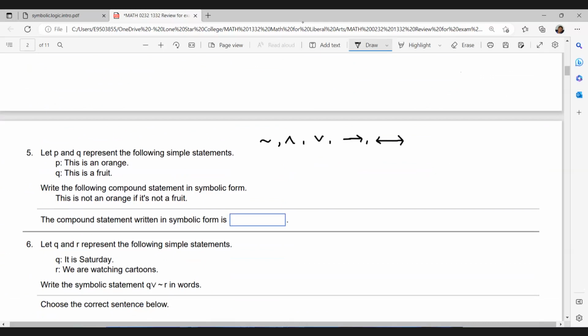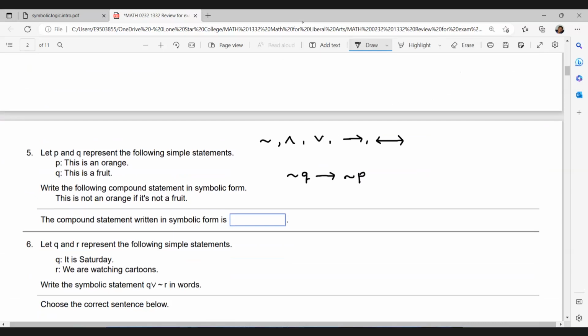This is not an orange. It sounds like a little bit more complex English writing. This is not an orange, so therefore it is not an orange if it's not a fruit. Oh, okay. Let me think about this for a second. Because of the if it's not a fruit, I'm going to assume that they are throwing a conditional statement here. So if it's not a fruit, so not Q, then this is not an orange.